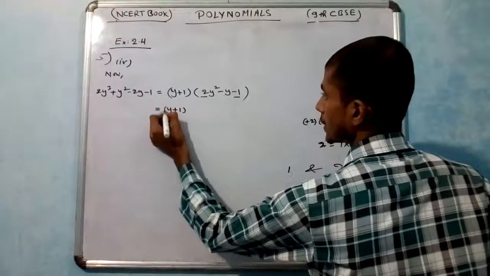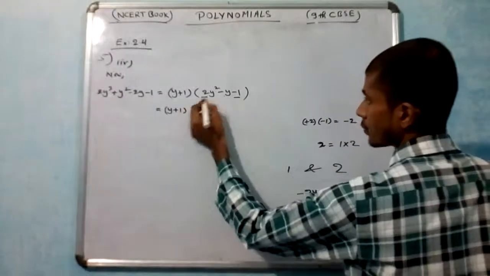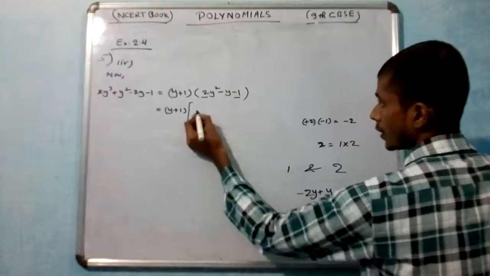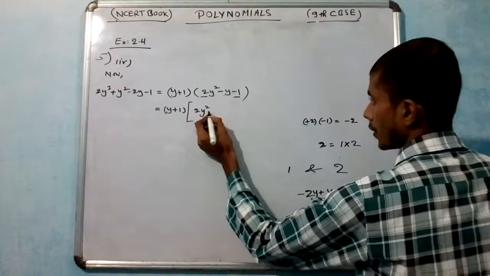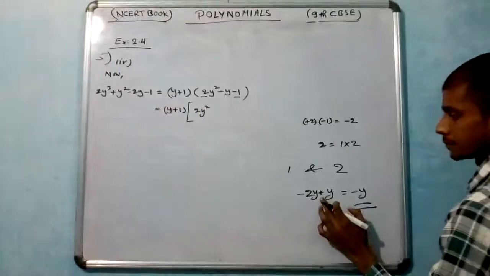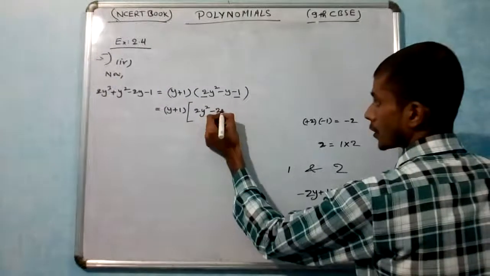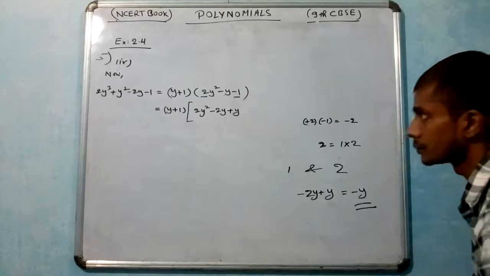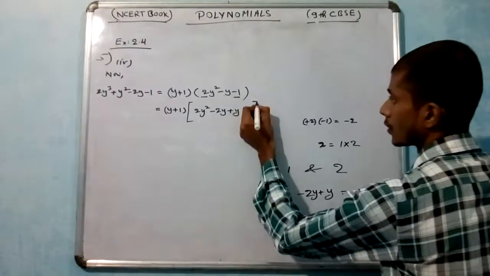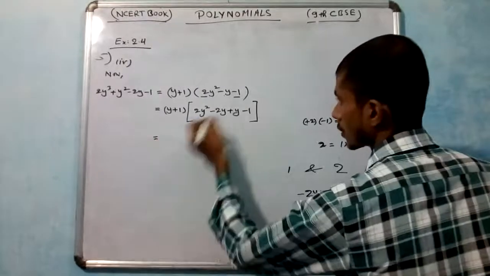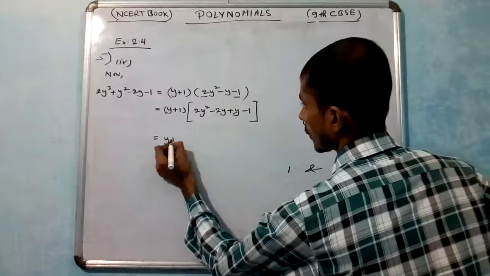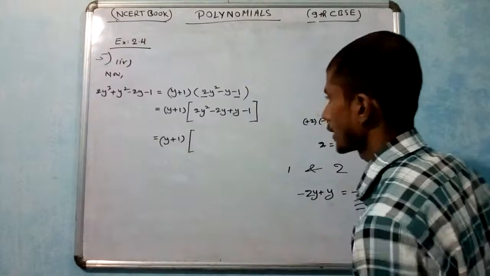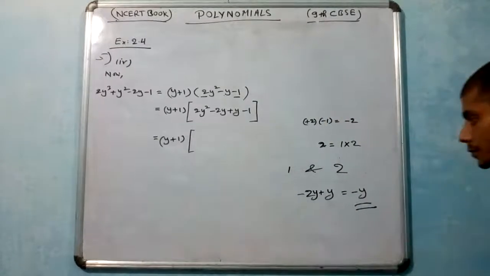So now we will write y plus 1 as it is, equal sign as it is, and this we will break. Let us put one big bracket. Here 2y square, and for minus y we write minus 2y plus y, and then minus 1. Next, y plus 1 again as it is. Keep the big bracket, and then what to do next?